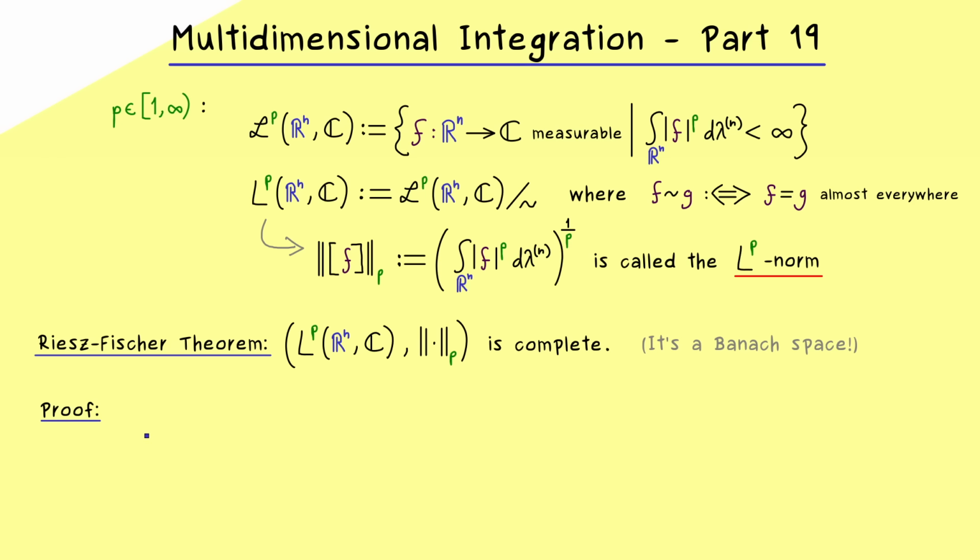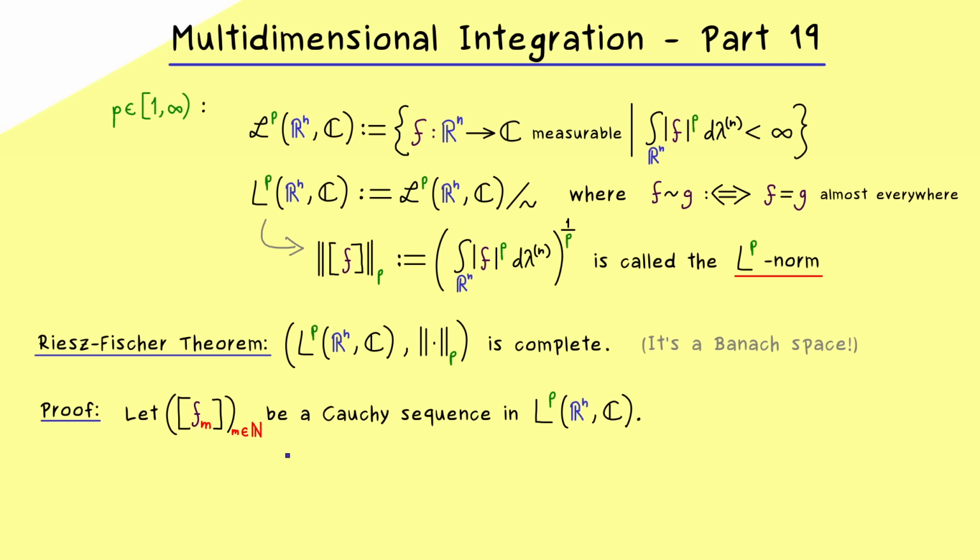And as always, in order to get the completeness, we have to show that every Cauchy sequence in the space is actually a convergent sequence. Hence, the starting point here is simply to take a Cauchy sequence of equivalence classes in LP. And now we just have to construct another equivalence class in LP that is the limit of this Cauchy sequence. And now, in order to not have a conflict with the dimension n of our space here, we can call the index of the Cauchy sequence m.